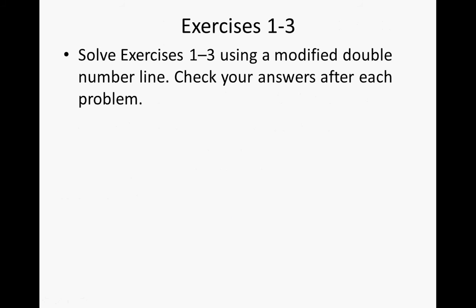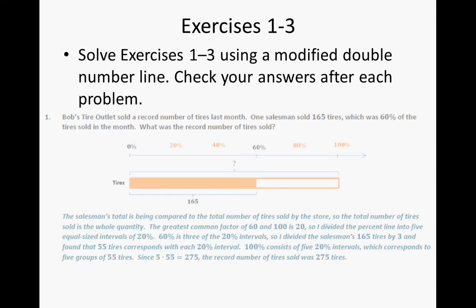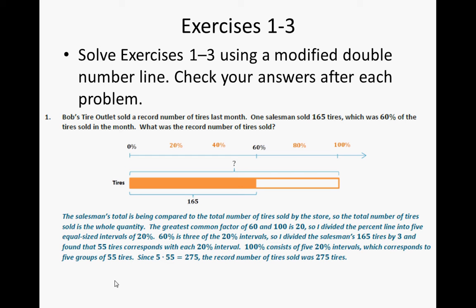All right, go ahead and use a modified double number line to try exercises 1 through 3. Go ahead and check your answers after each exercise. All right, so you should be done with exercise 1. Let's see how you did. So this is what you should have as far as a modified line diagram, and this is the answer.